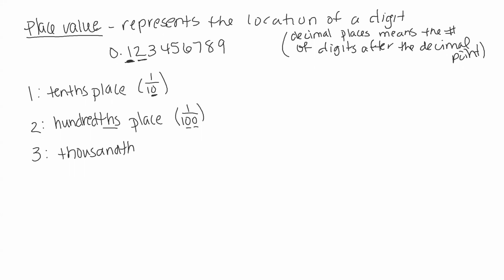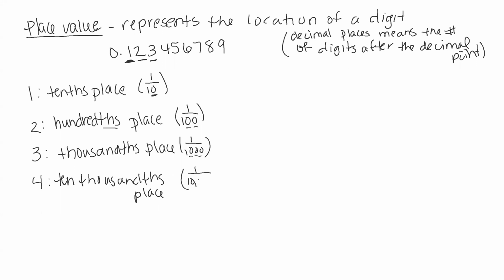Okay, looking at the 3, we have the thousandths place. Again, get that THS in there. The thousandths place does coincide with 1 over 1,000. And notice, how many zeros are in 1,000? 3. How many decimal places in are we? 3. Now, what do you think the 4 would be? What power of 10 has 4 zeros? Well, 10,000. So this would be the 10,000ths place. And that does coincide with the fraction 1 over 10,000. 4 zeros, 4 decimal places in.